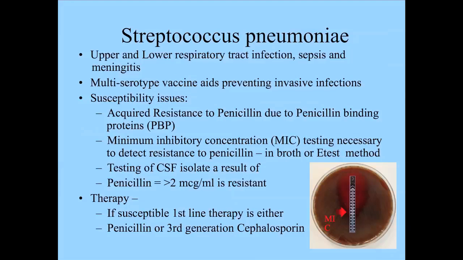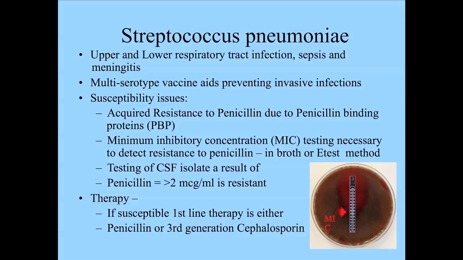If you go to the next slide, we will continue to talk about strep pneumo and how it causes upper and lower respiratory tract infections, sepsis, and meningitis. There is a vaccine available, which is used in young children and elderly, and it is a multi-serotype vaccine and can help prevent invasive infections.